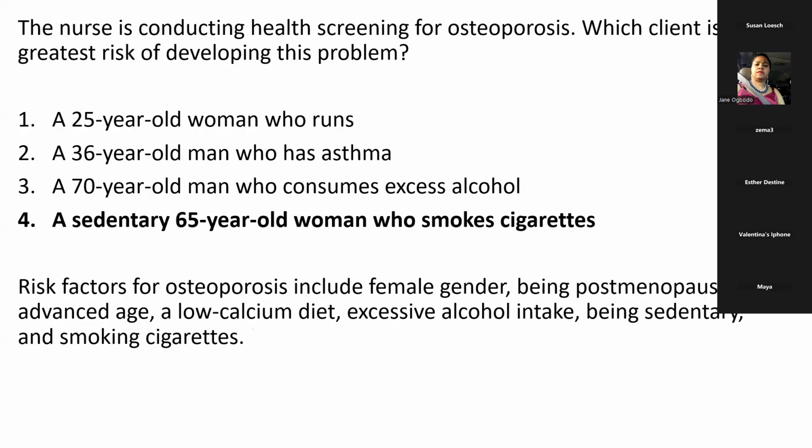70-year-old man, first of all, he's male, right? The alcohol would give him a greater risk. Men can get it, but it's not as common. So she has sedentary, meaning she's not moving. That's 1. 65 years old, age, that's 2. At 65, she should not have a period, right? That's 3. And she smokes cigarettes, that's 4. You see it? You have to see that when you look at these types of questions, nurse. You've got to see when there's more than one risk factor.